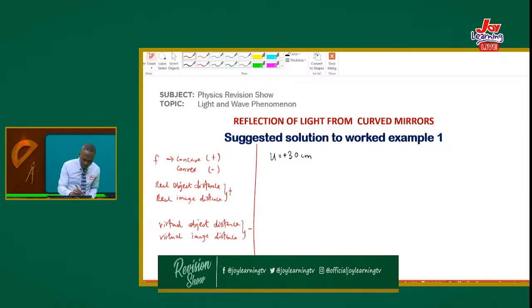Well, let me put down my sign convention. I'm using the real is positive sign convention. I have to write this any time I'm going to work. It's important that you do so. Make sure that you write it. Let it be there. Very important. Don't forget about it. Don't skip it. Okay? So we are using the real is positive sign convention. So in that case, U is plus 30 cm.